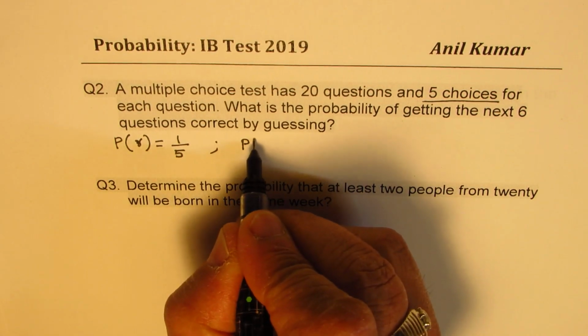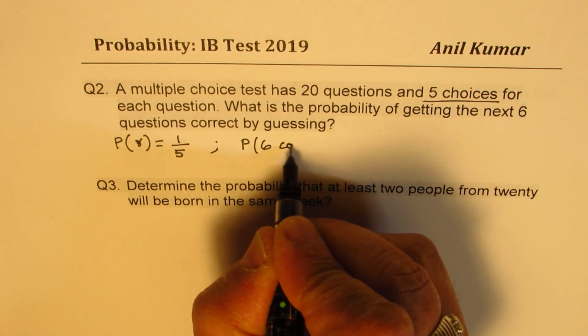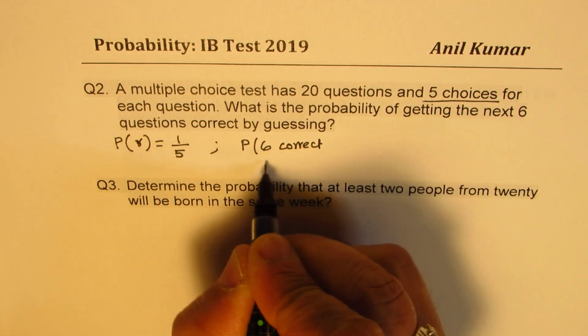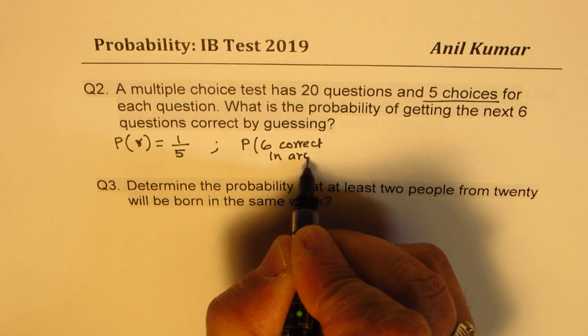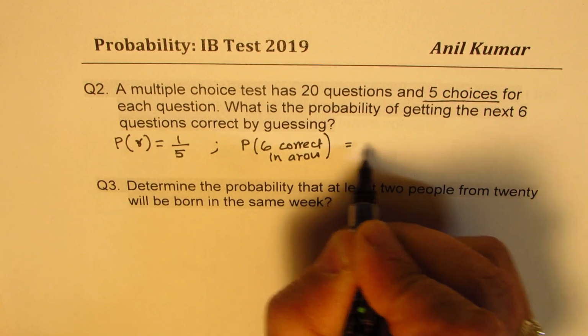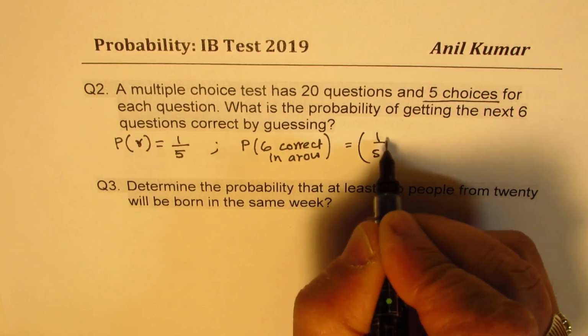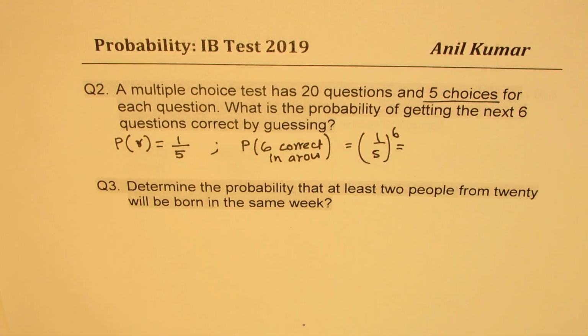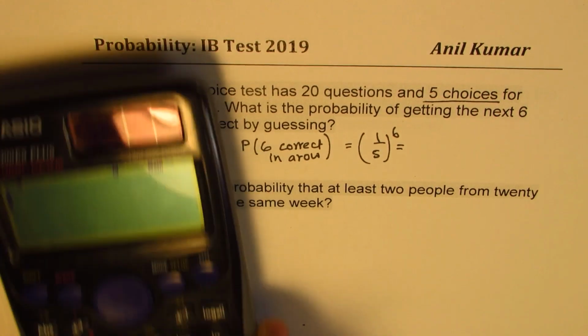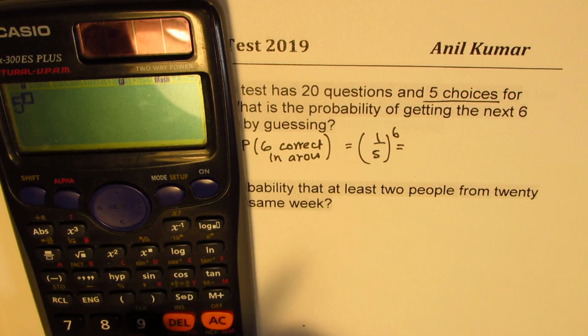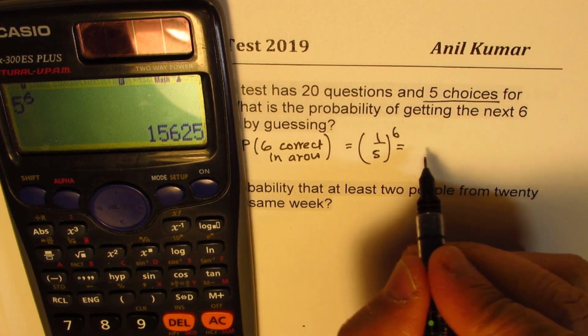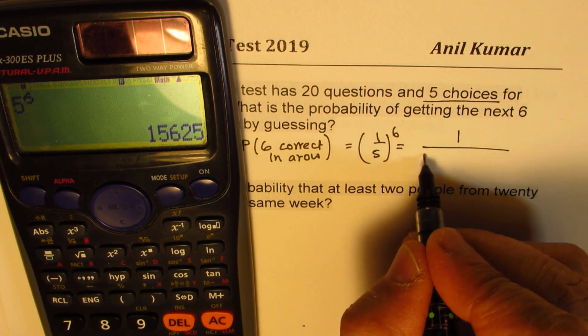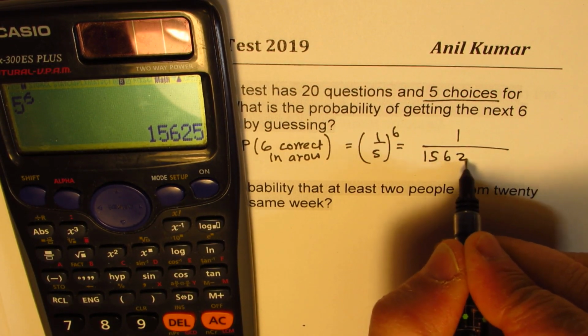So the probability of getting 6 correct in a row will be 1 over 5 to the power of 6, correct? So that is your answer. So we can write this as 1 over 5 to the power of 6, which equals 1 over 15625.